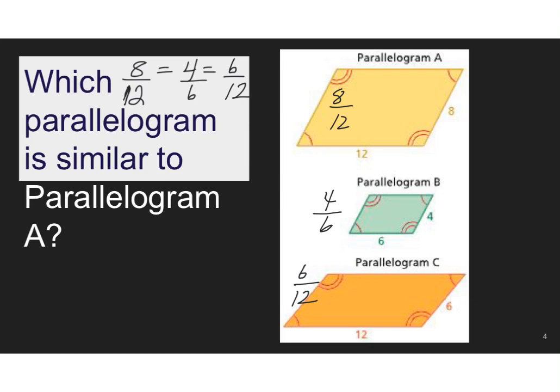So as I looked through, I noticed that 6 to 12 is definitely not going to work, because 6 to 12 would reduce down to 1/2. 4 to 6 would reduce down to 2/3. And 8 to 12 would also reduce down to 2/3. So it is parallelogram B.